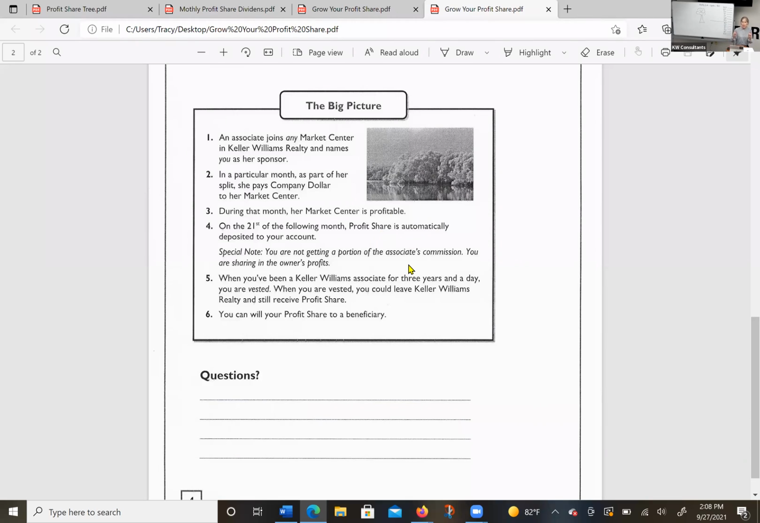You are not getting a portion of another agent's commission, because a lot of people think profit share is like if you made that $900, that part goes to the company, but the other portion that would go to you, what is it? Well, $1,100. The $1,100, that's yours. So profit share is not taken from your paycheck, it's taken from the company's paycheck. When you've been with Keller Williams for 3 years and a day, then you're vested and that profit share is yours going forward. So if you got out of the business, you left the brokerage, you still get your profit share, which is a really cool thing.